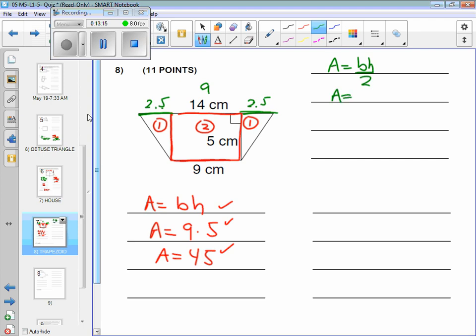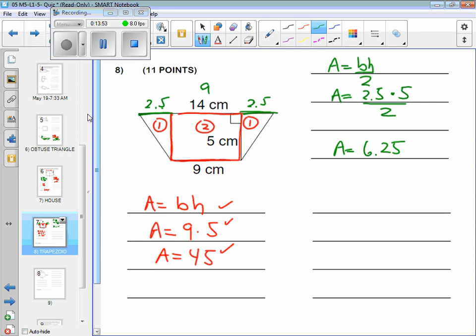The base now has been established, 2.5. Lily, what's the height? Right. And don't forget, divide by 2. And you get a crazy decimal, but again, you have a calculator. And you wind up getting 6.25 for this. Is that right? Yep. 6.25, yeah. I'll look at it after.